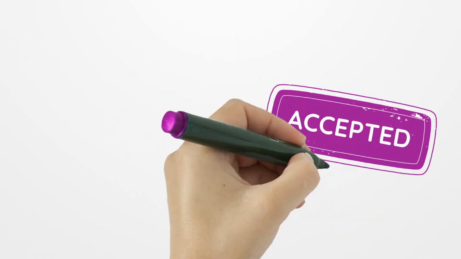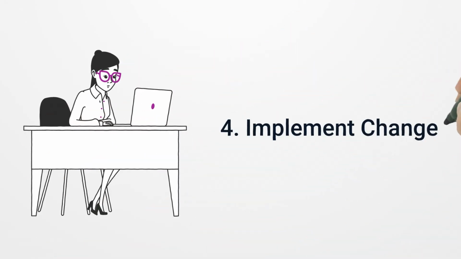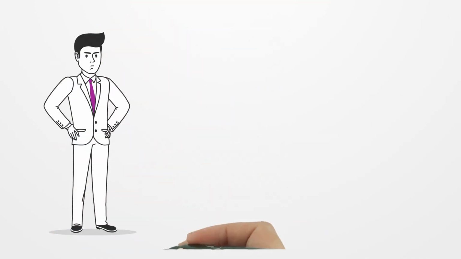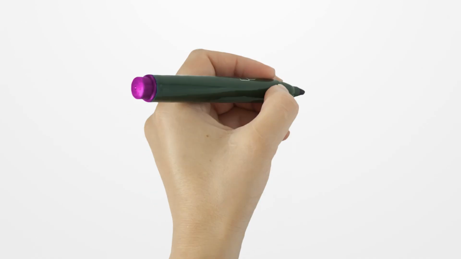3. Get approval. The project manager and stakeholders decide whether to proceed. 4. Implement change, update the project plan if approved. Without a formal change control process, small modifications can disrupt timelines and budgets.